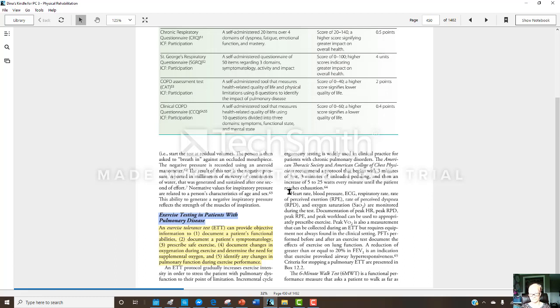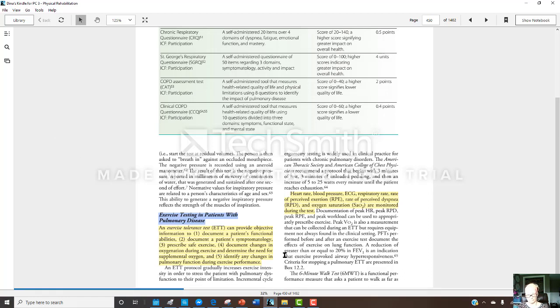Documentation of peak PD, peak RPE, and peak workload can be used to appropriately prescribe exercise. Peak VO2 is also a measurement that can be collected during an ET but requires equipment not always found in the clinical setting. PFT is performed before and after an exercise test to document the effects of exercise on lung function. A reduction of greater than or equal to 20% in FEV1 is an indication that exercise provoked airway hyperresponsiveness. Criteria for stopping a pulmonary ET are presented in Box 12.2.